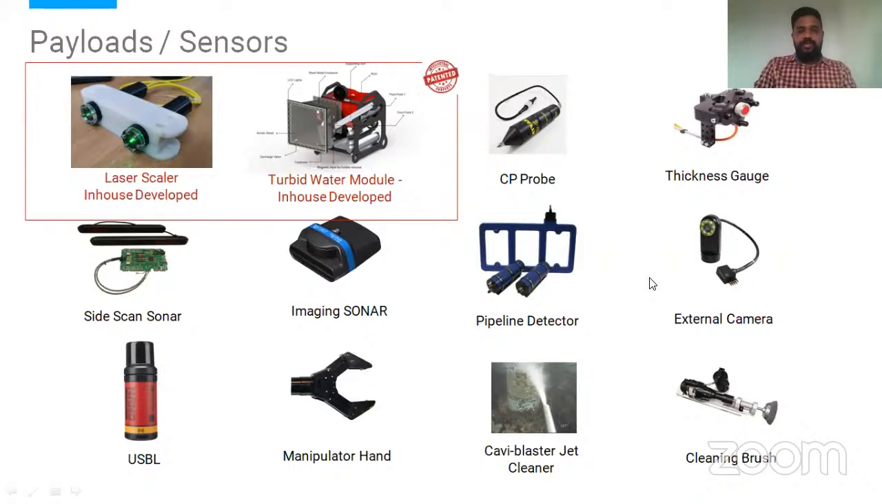So in that case, a USBL system has to be used, and there are various manipulator hands and a jet cleaner. Some of the ship hulls are always covered with marine growth, so they need to be cleaned first before getting a videographic image of the ship hull. This kind of jet cleaner can be integrated with the ROV, and the area to be inspected can first be cleaned using the jet cleaner, and eventually videographic images can be obtained.